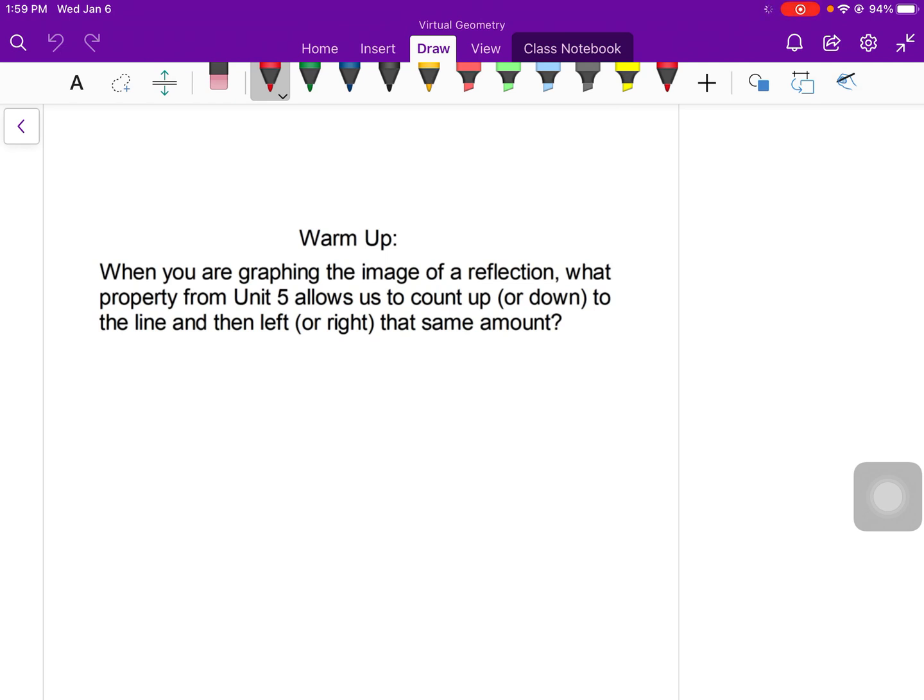So it says, when you're graphing the image of a reflection, what property from Unit 5 allows us to count up or down to the line and then left or right that same amount? That has to do with squares, because you're making a square. So the diagonals of a square are perpendicular to each other.